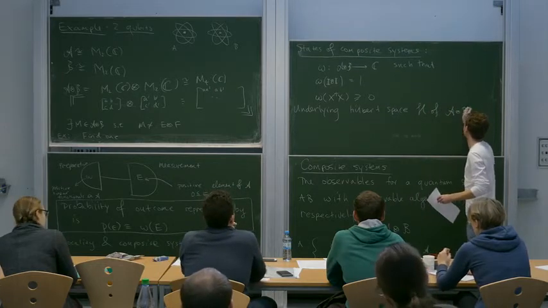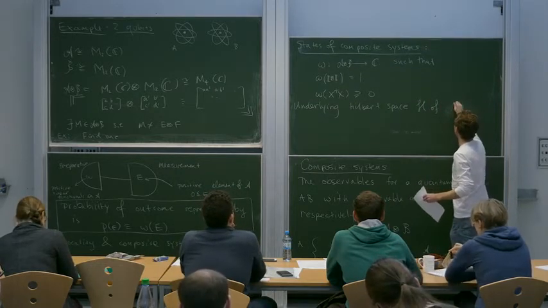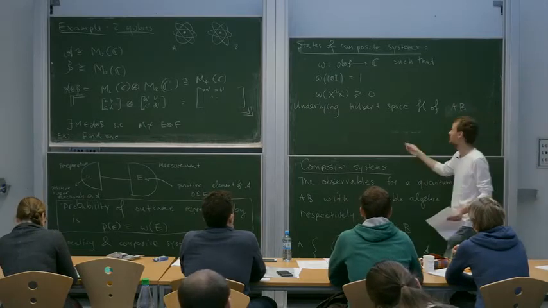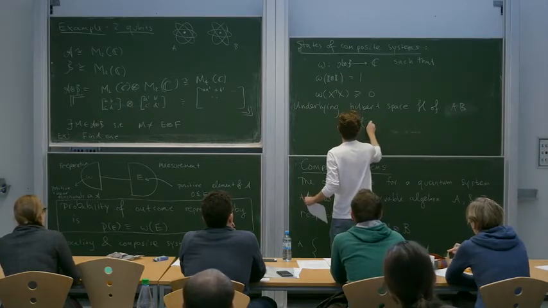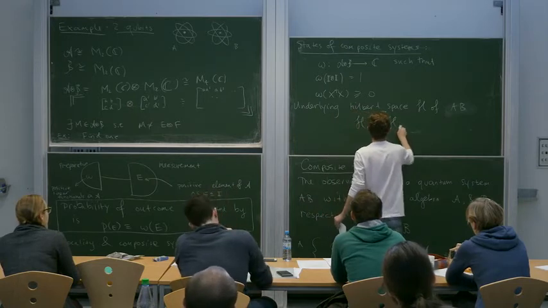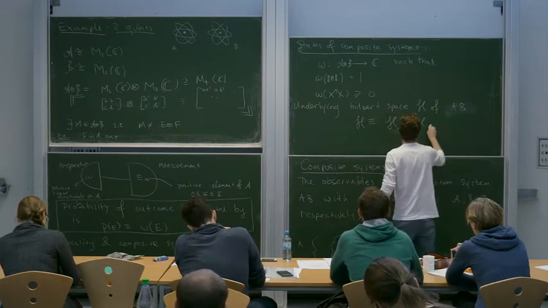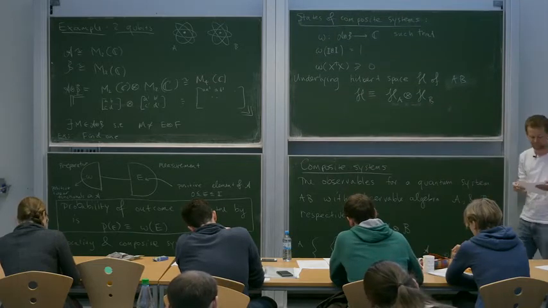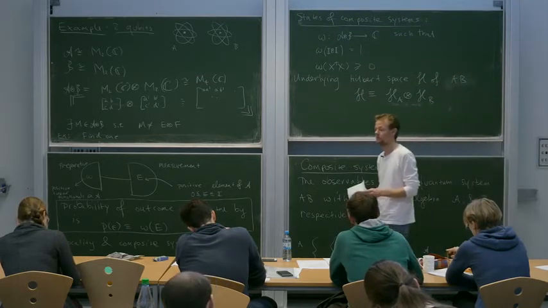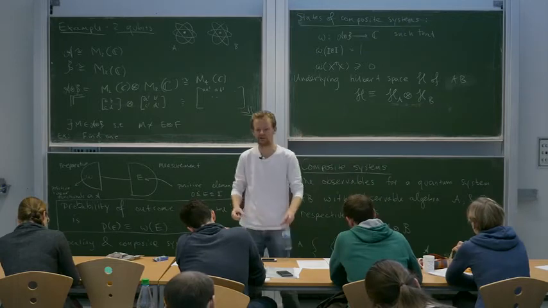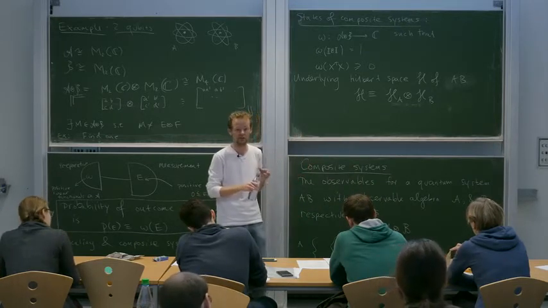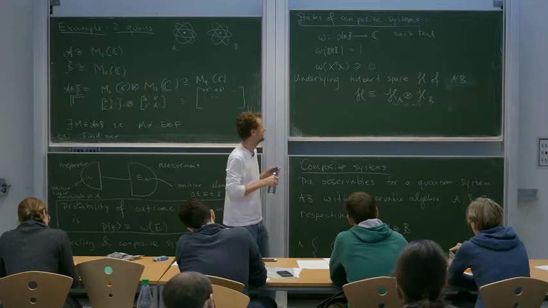So the underlying Hilbert space of a composite system AB is just the tensor product of the Hilbert spaces. I mean, I suppose you must have seen this at some point. And once we have a Hilbert space, we can talk about a very nice class of states, namely the vector states or the rays in Hilbert space, the ones you're used to. And then we can talk about a very simple class of states.